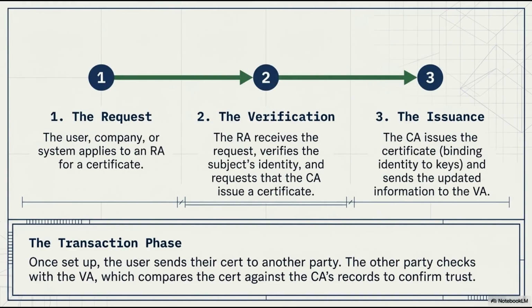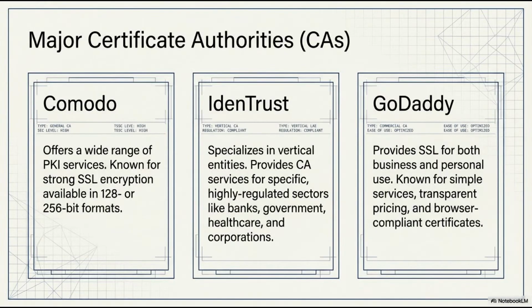Exactly. Slide 10 gives us real-world examples. Major certificate authorities, CAs. The study materials highlight three major players you need to recognize for the exam. First is Komodo. Komodo's known as a general CA. They offer a super wide range of PKI services, particularly strong SSL encryption, available in 128 or 256-bit formats.